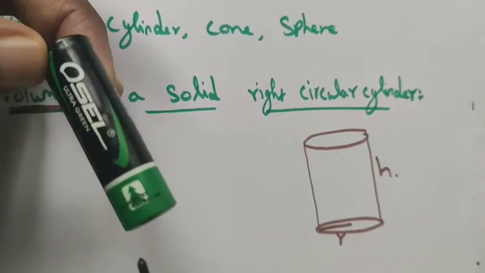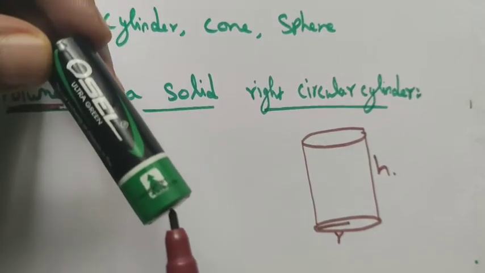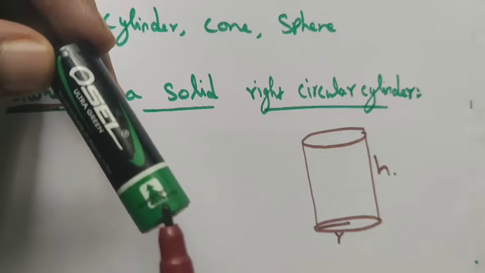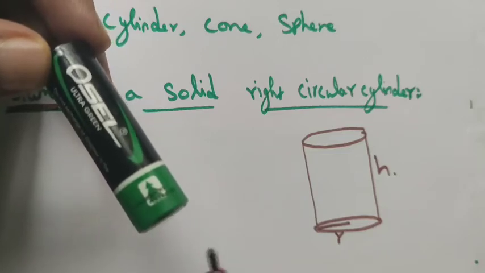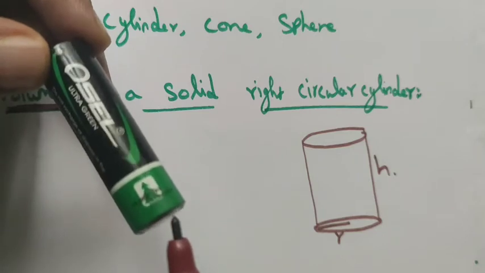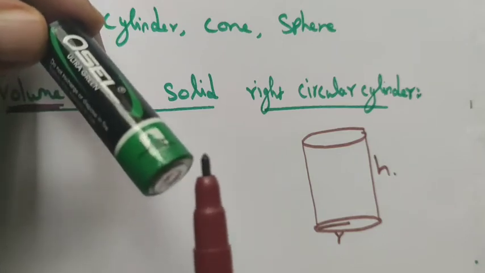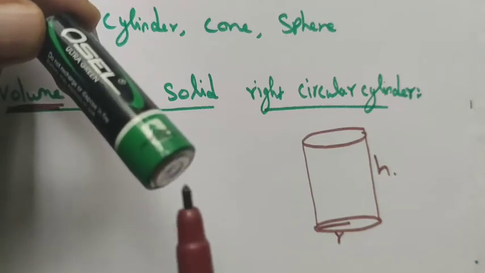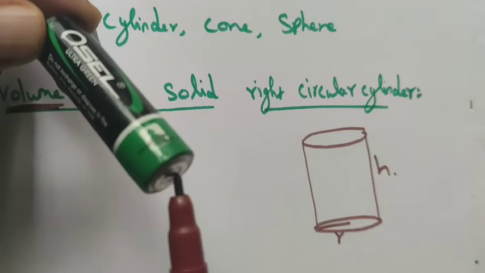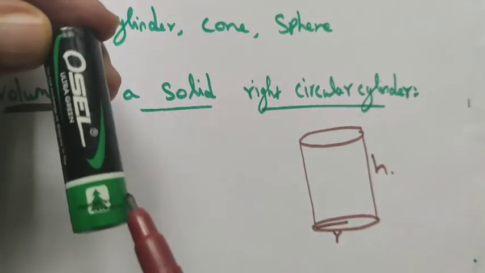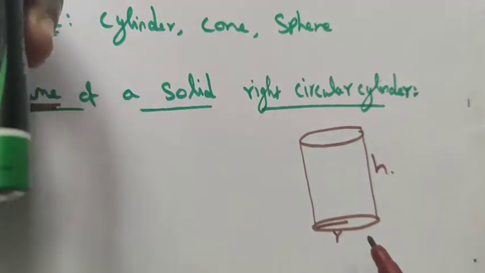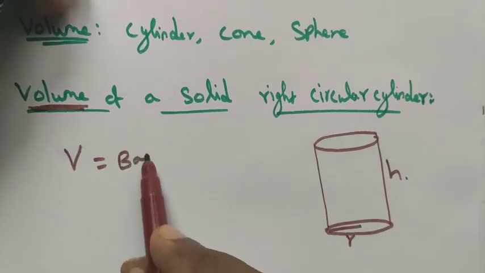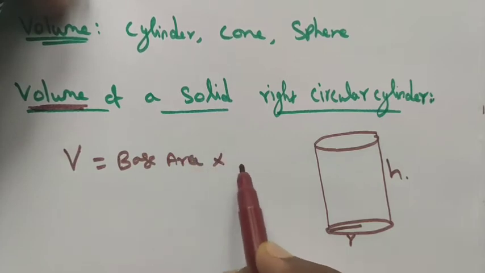Cylinder means we want to know what is the base area, what is the capacity it has. That is the actual meaning of volume, right? What is the capacity? So we want to know the capacity of this cylinder. Base is in the shape of a circle. So base area means pi r square, into the object's height. So volume we can denote as V is equal to base area into height.